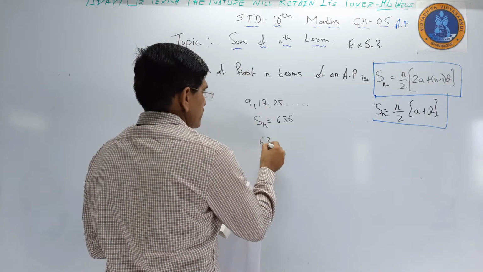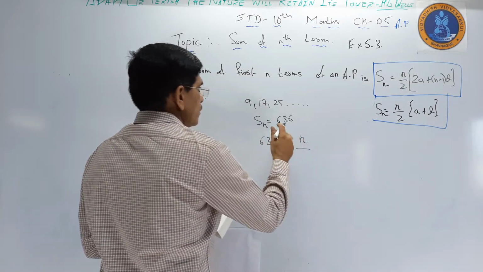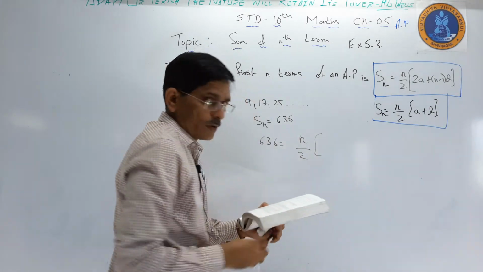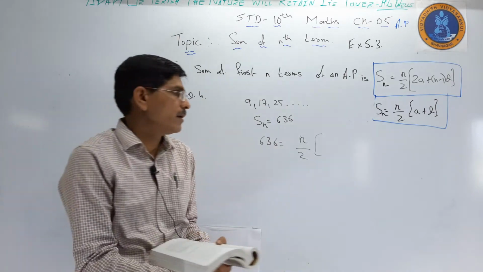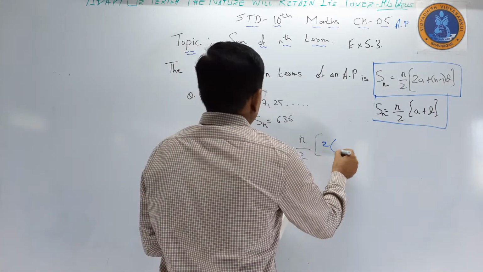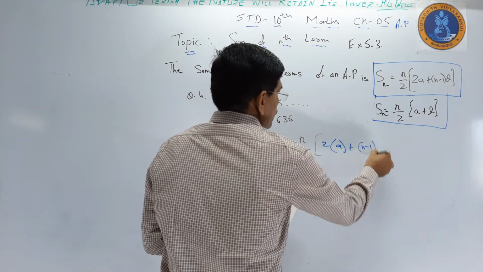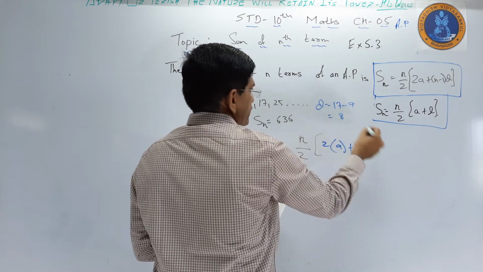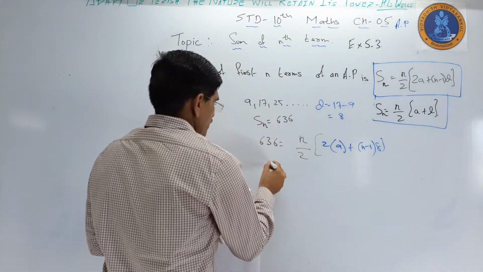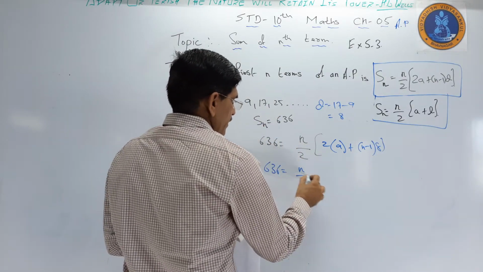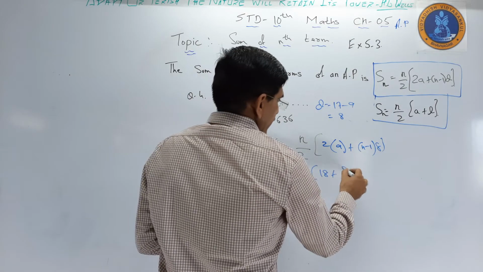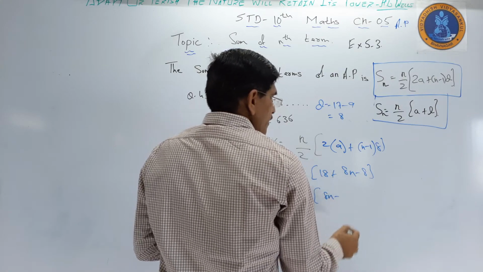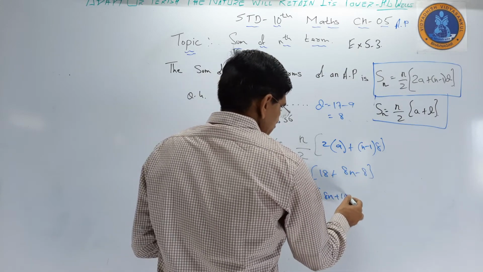That is 636, n that I want to find out, 2a, where a is 9, and I have to find d. So, d is equal to 17 minus 9, that is 8. Now, 636 is equal to n by 2 into (18 plus (n minus 1) 8). So, n by 2 into (8n plus 18 minus 8), that is plus 10.